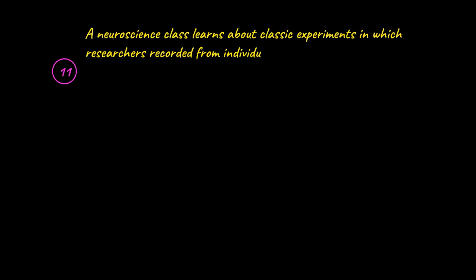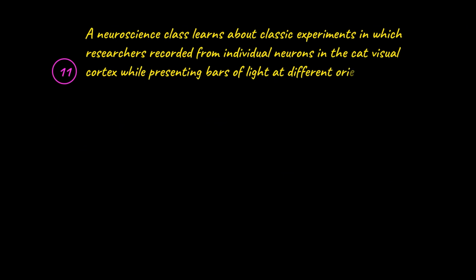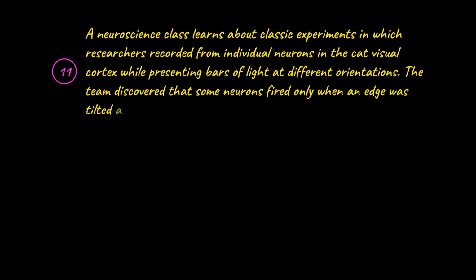Question 11. A neuroscience class learns about classic experiments in which researchers recorded from individual neurons in the cat visual cortex while presenting bars of light at different orientations. The team discovered that some neurons fired only when an edge was tilted at a specific angle. Which finding does this describe?